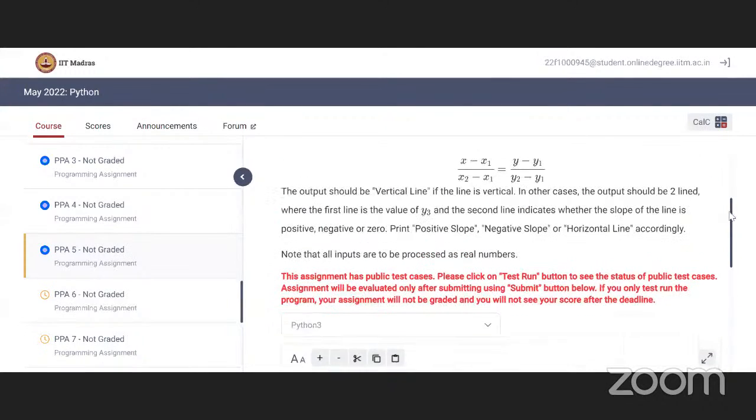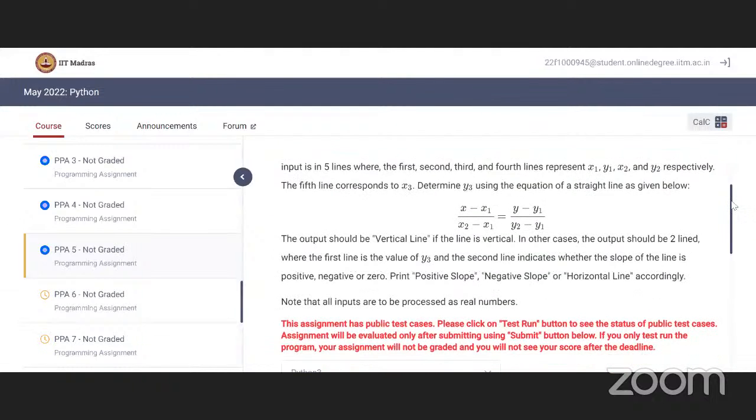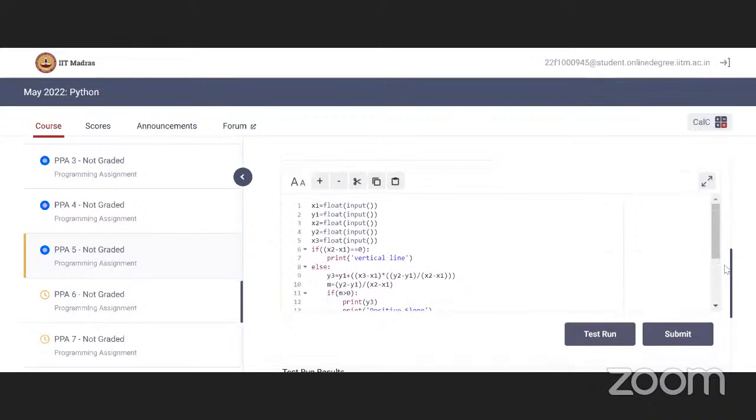I do not remember that. Okay, so write a program to realize the equation x1 y2 in pure space. Determine y3 using the equation of the line. The output should be vertical if the line is vertical. In other cases, the output should be two lines, where the first line is the value of y3 and the second line indicates whether the slope is positive, negative, or 0. Okay, fine. So can you show me your code?